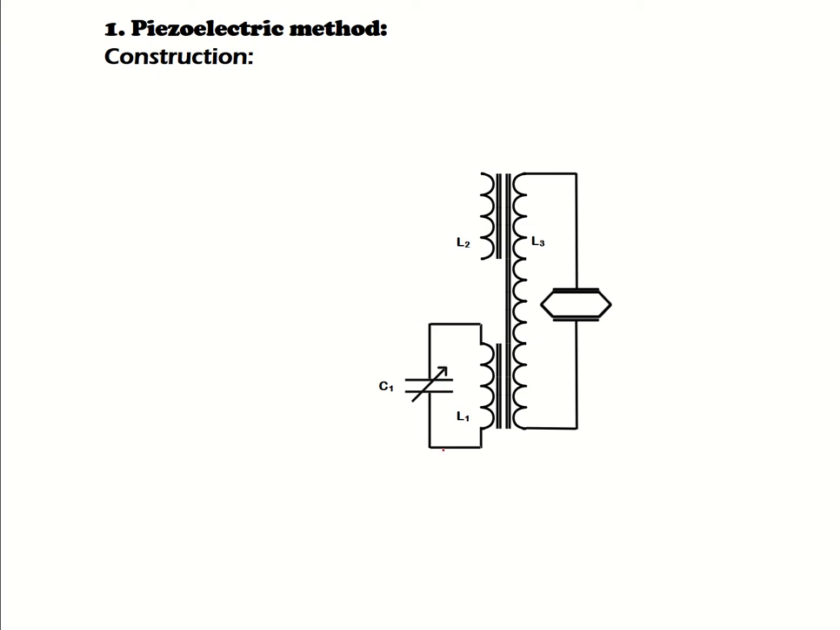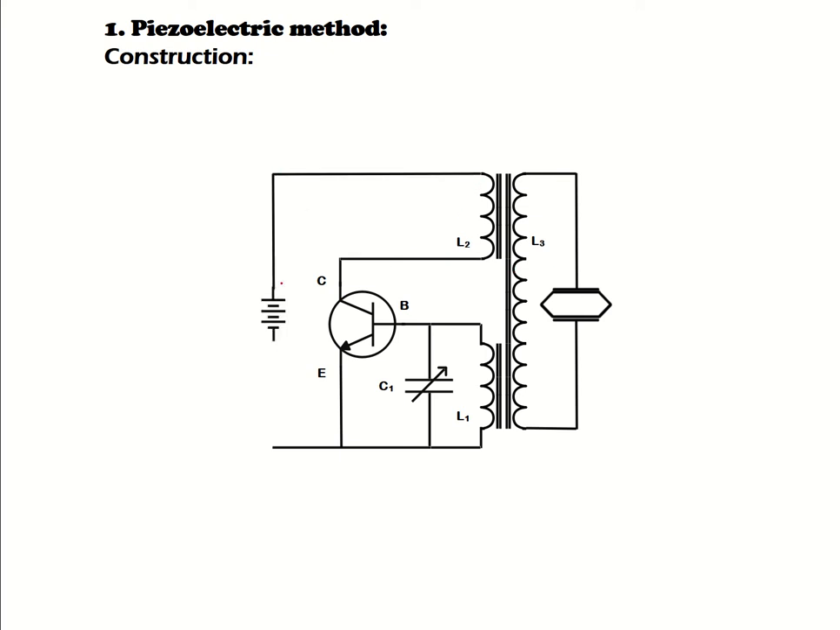Both the ends of this tank circuit are connected to the NPN transistor amplifier on its base emitter junction. The collector junction of the NPN transistor amplifier is connected to one end of the L2 coil, and the other end of the L2 coil is connected to the positive terminal of the battery. The negative terminal of the battery is connected to the emitter terminal as well as one end of the LC oscillator.